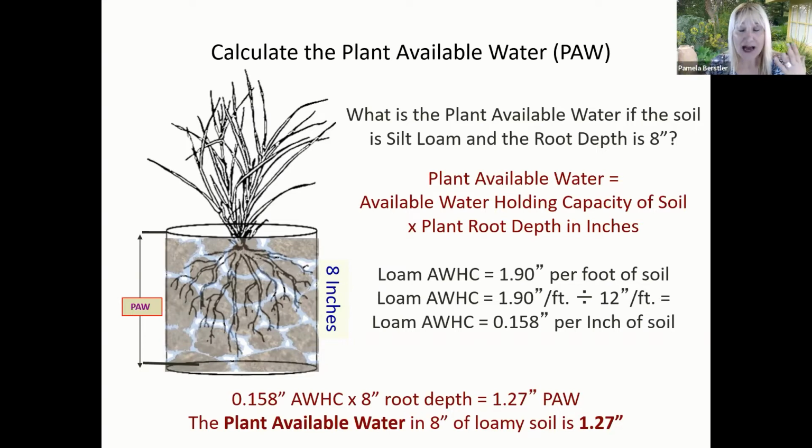Now we know that we have an 8-inch root depth plant. We multiply 0.158 by 8 inches, and that tells us that we have 1.27 inches of water available to our plant in this garden, in this place, right? So 1.27 inches is our plant available water in 8 inches of soil. Just like, remember, this is describing the container.